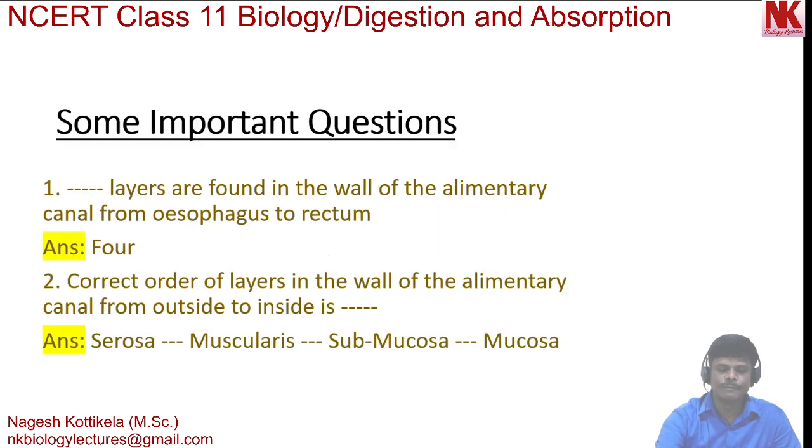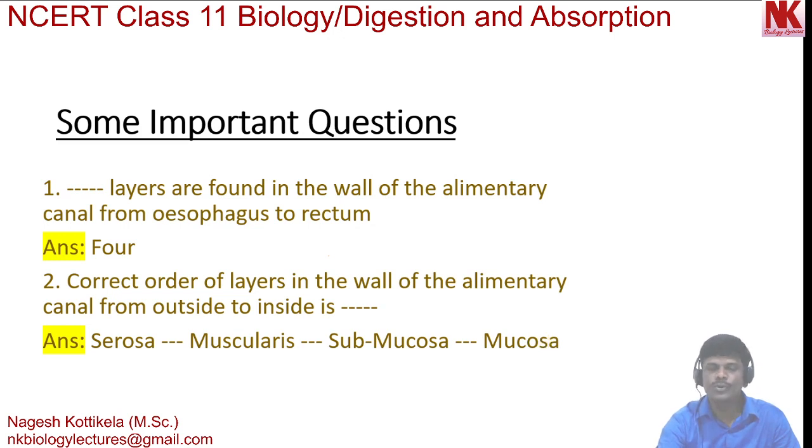The first question is, the layers are found in the wall of the alimentary canal from esophagus to rectum. How many layers are present? The answer is 4 layers. Second question, correct order of layers in the wall of the alimentary canal from outside to inside is? Answer is serosa, muscularis, submucosa and mucosa. In this order, serosa is the outermost layer, mucosa is the innermost layer.